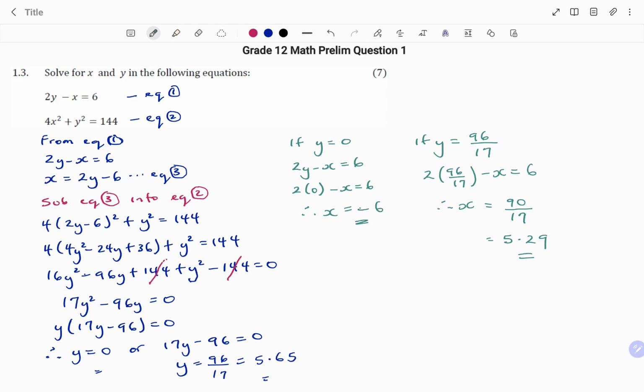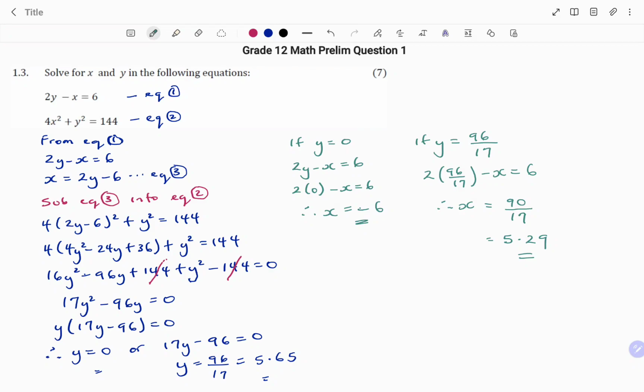The next question says, if f of x is equal to the square root of (2x plus 2) in a bracket, multiplying (x plus 3), and g of x equals 4x plus 3, for which values of x will f of x be non-real?